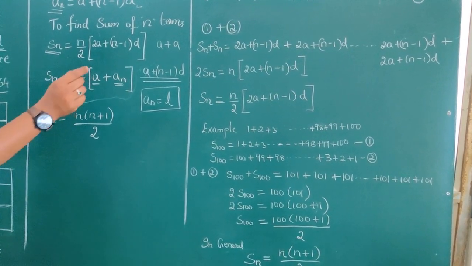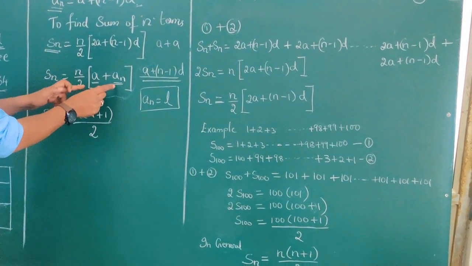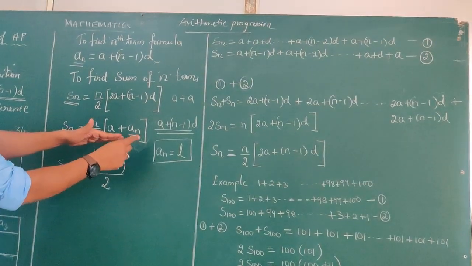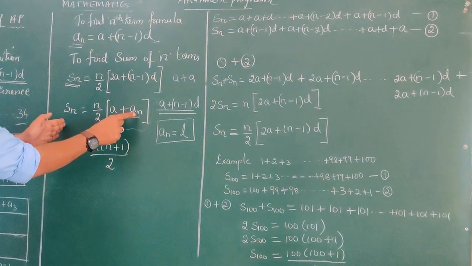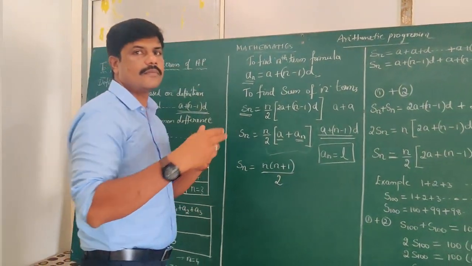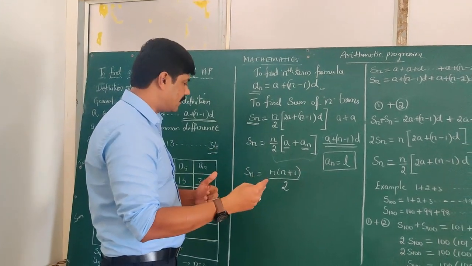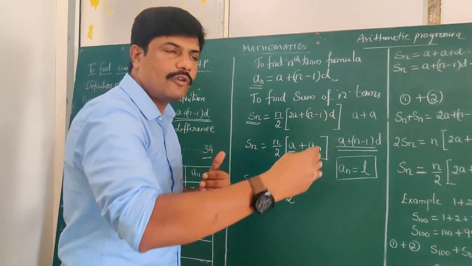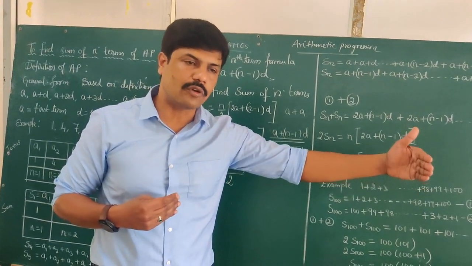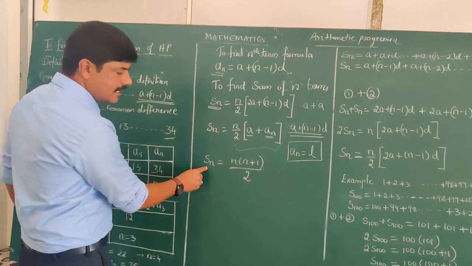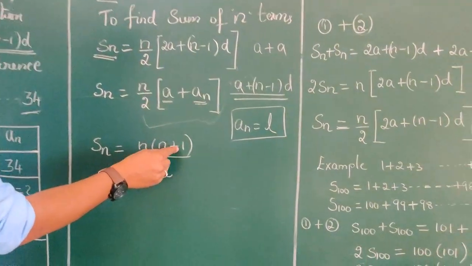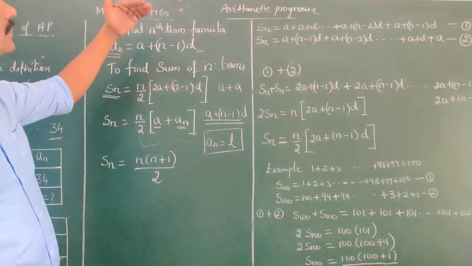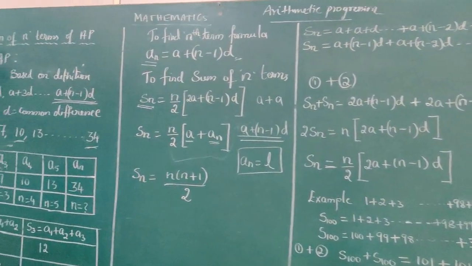If the last term is given, then immediately you can substitute. You don't need to find the last term and then substitute. Immediately you can substitute the last term in the formula itself and find the sum of whatever number of terms is given. Understand, children? If you are asked to find the sum of natural numbers 1, 2, 3, 4, 5, 6, then you can use the formula Sn is equals to n into n plus 1 by 2.